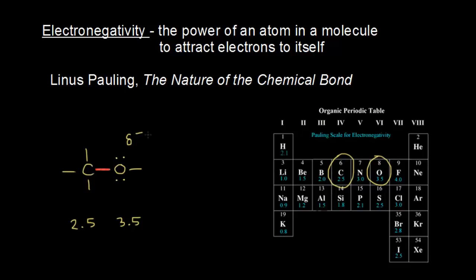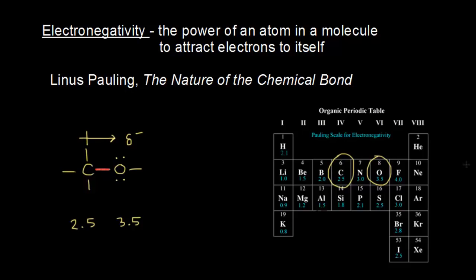So partial negative. Its partial sign is a lowercase Greek letter delta. And so the oxygen is partially negative. It's pulling the electrons in red closer to itself. Another way to show the movement of those electrons in red closer to the oxygen would be this funny arrow here. The arrow points in the direction of the movement of the electrons in red.